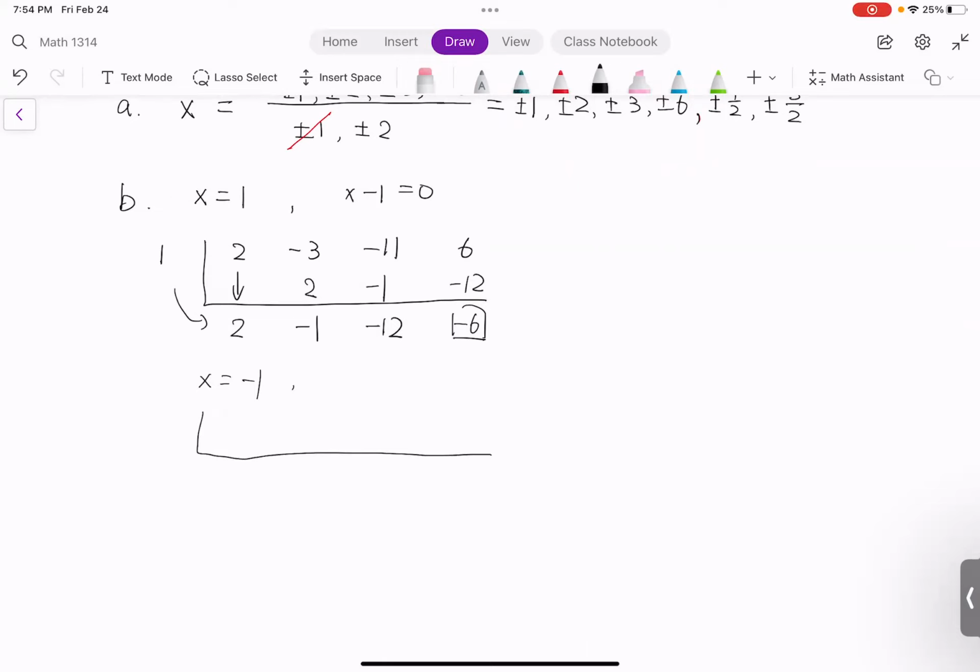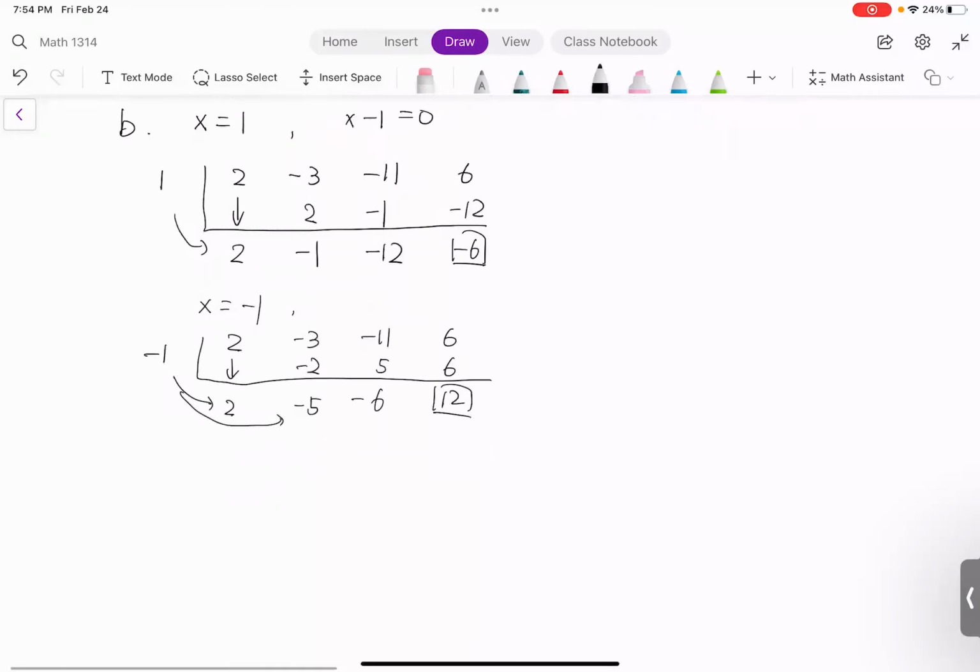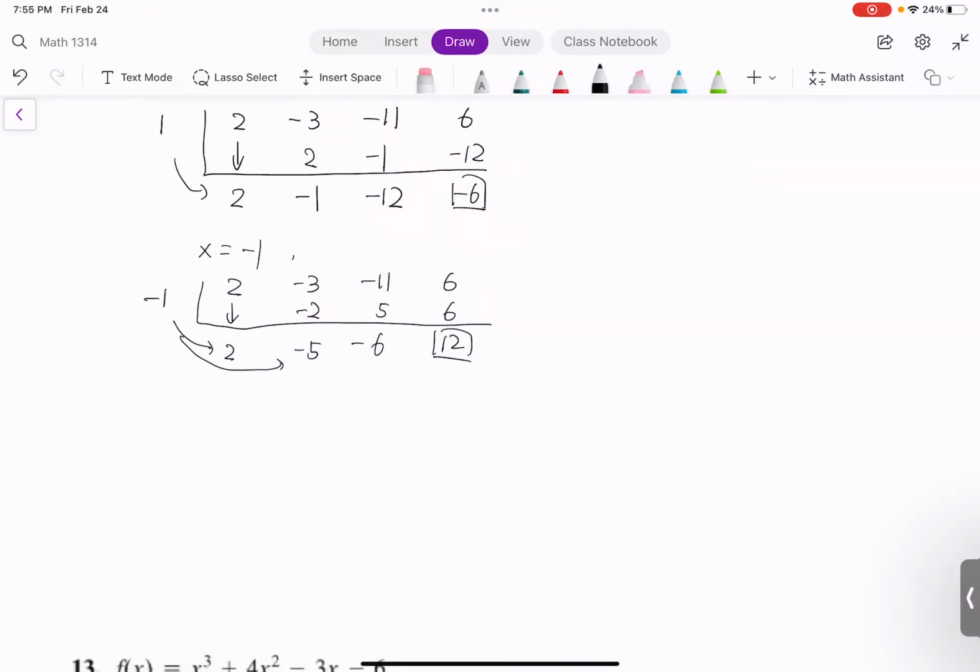So write a rectangle and put all the coefficients here: 2, -3, -11, and 6. Put -1 here. Bring down the 2. We have 2. Do the multiplication. We have -2. -3 plus -2 is -5. Do the multiplication. We have +5. -11 plus 5 is -6. And -1 times -6 is +6. The remainder is not 0. It is 12. That means we need to keep on guessing.